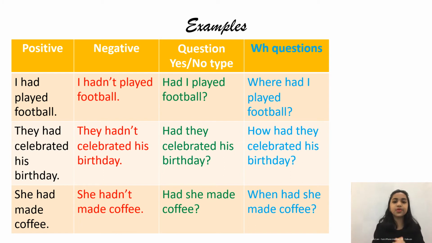Okay, let's move on with the positive one. I had played football. Okay, over here we're making it past perfect, yes, that is had. How will we make it into a negative sentence? I hadn't played football. How will we say it as a question sentence, a yes or no type? Like, had I played football? I can answer with yes, I had, or no, I hadn't.